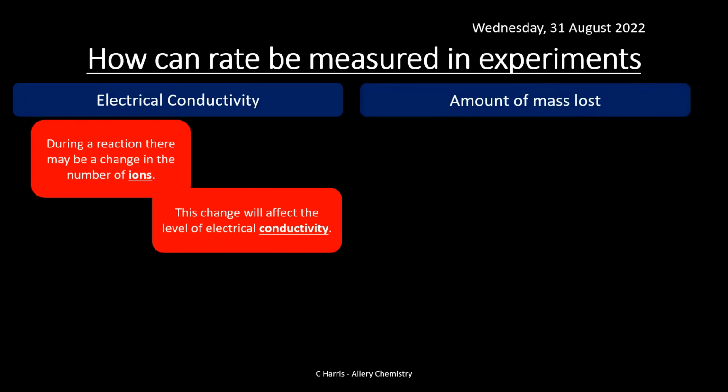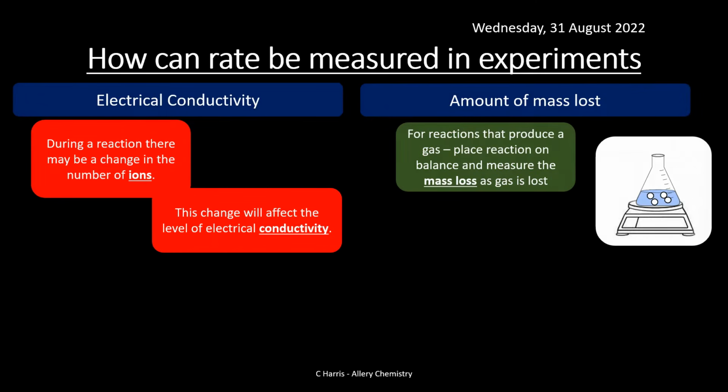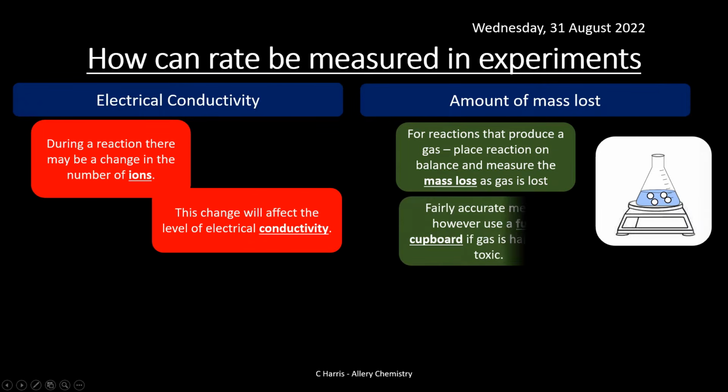A probably more common one is amount of mass lost. So for example, for reactions that produce a gas, we can put the beaker, as we can see here, on a top pan balance, and this will measure mass loss. So you set the reaction up so the gas will escape out of the conical flask, and we can measure the mass over time and record the different masses at particular intervals. A fairly accurate method, but it does have its downsides though. Obviously, if the gas is toxic, you don't want to breathe that in, so you might need to use a fume cupboard. It just depends on what the reaction is.